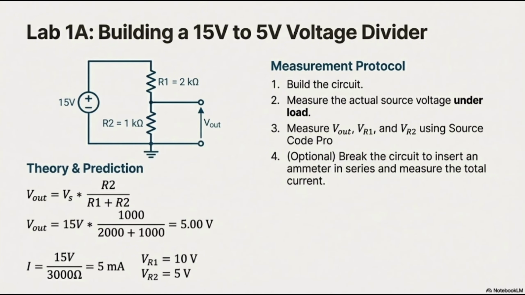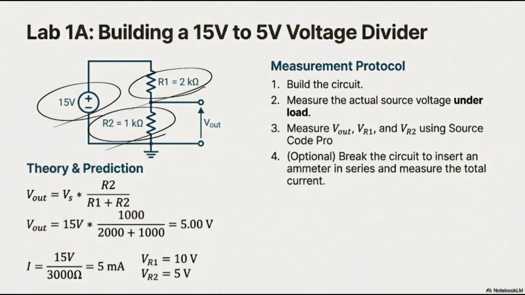Let's begin with building a 15 volt to 5 volt voltage divider. As you guys know, right now we have different kinds of resistances. So if you would like to make a voltage divider to divide the main voltage, which is 15 volts, into one 5 volt and another 10 volt, I can use the 1K and 10K. So how can we prove that?